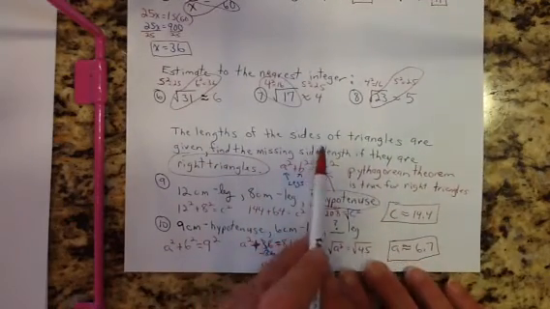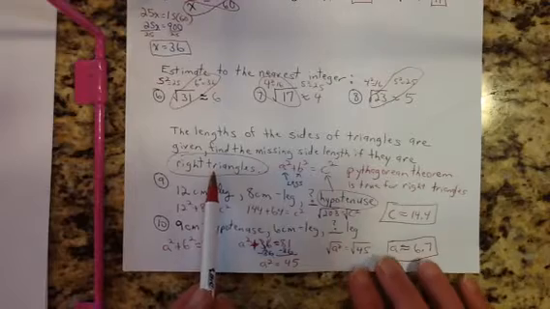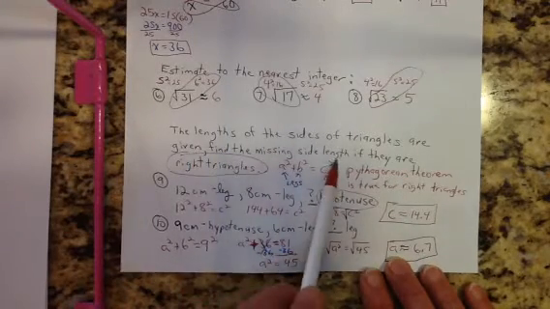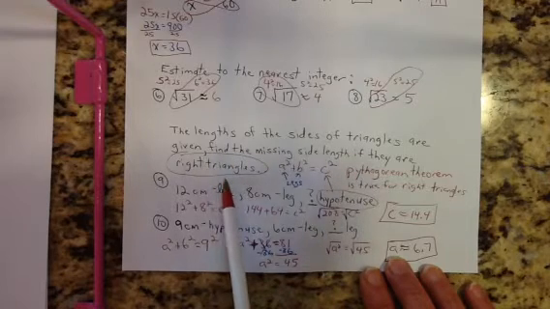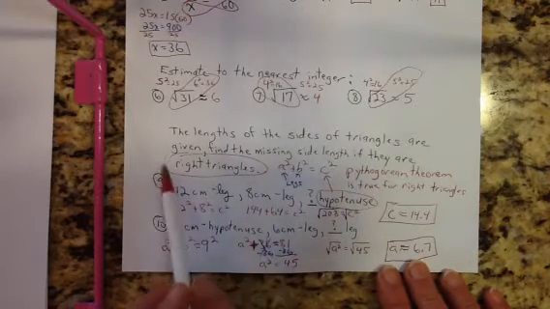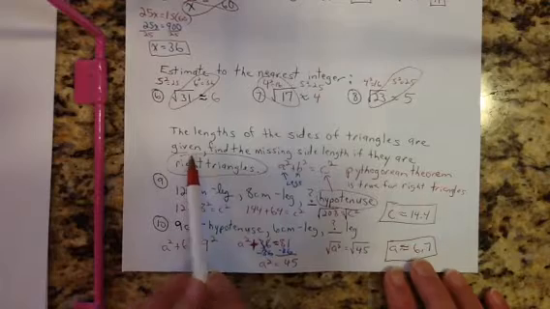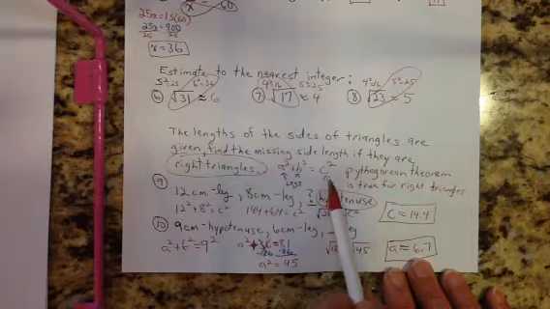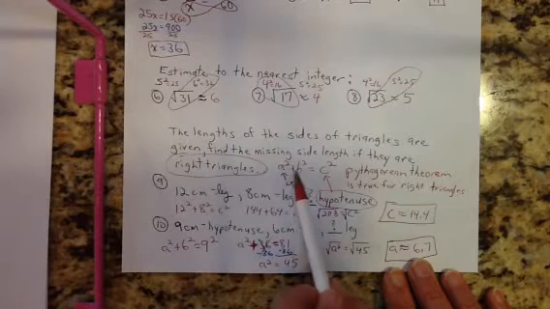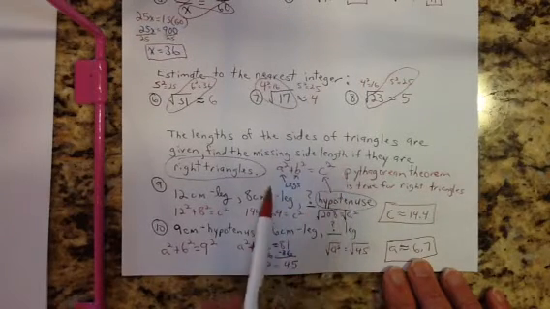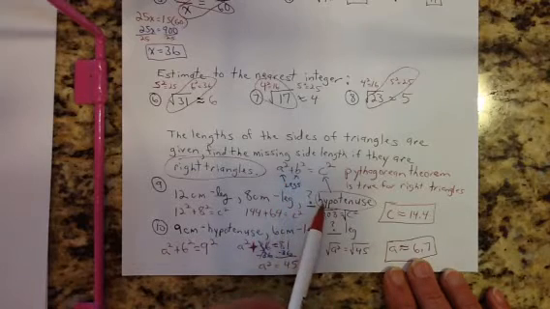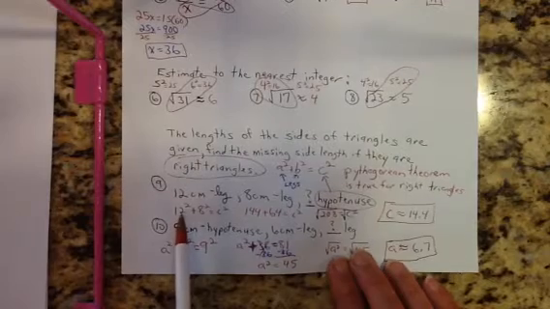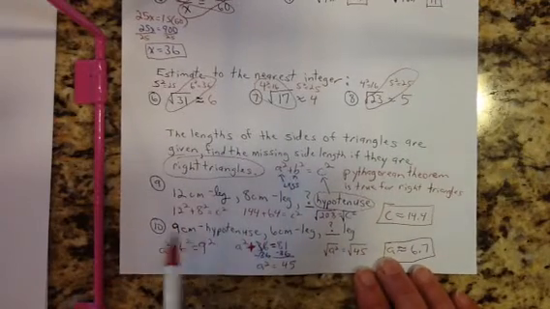Okay, the lengths of the sides of triangles are given. Find the missing side length if they are right triangles. Okay, so I circled that. Why? There's meaning behind that. The Pythagorean theorem will work if it's a right triangle. A squared plus b squared is c squared. And remember, a and b are the legs of the right triangle. C is the hypotenuse. Okay, so I'm plugging these into that formula.